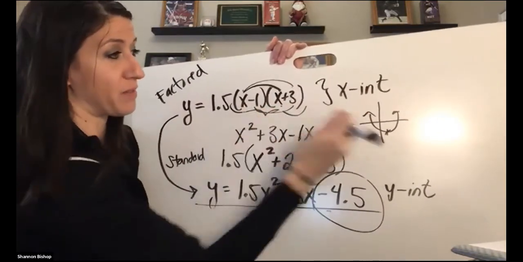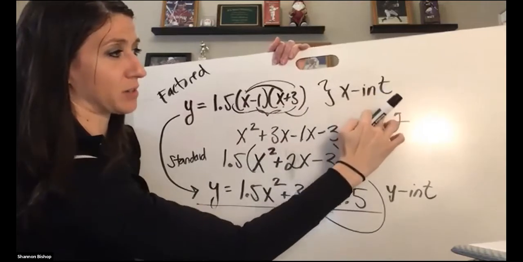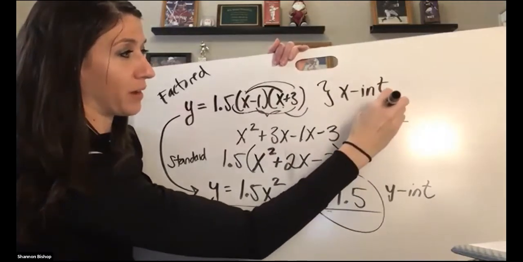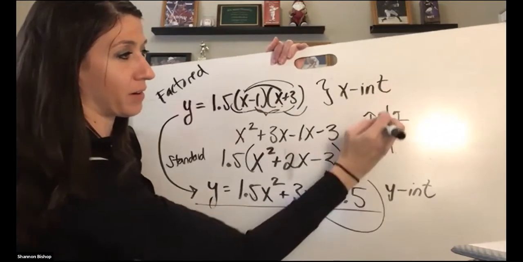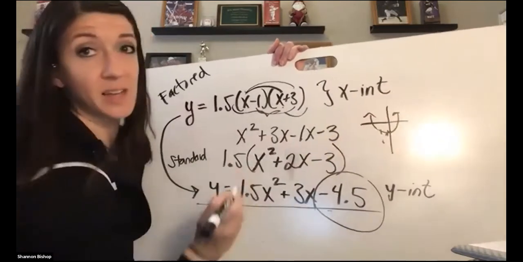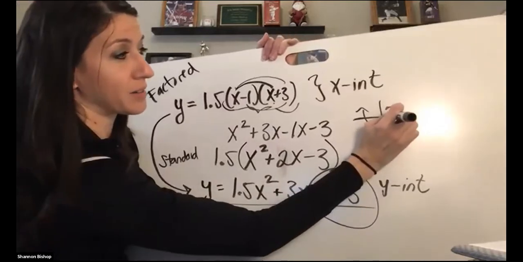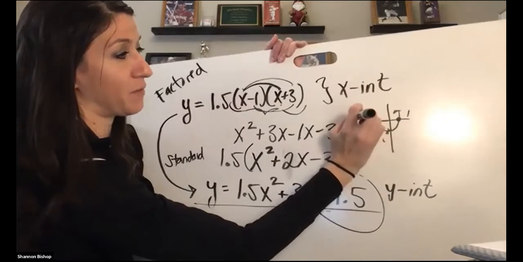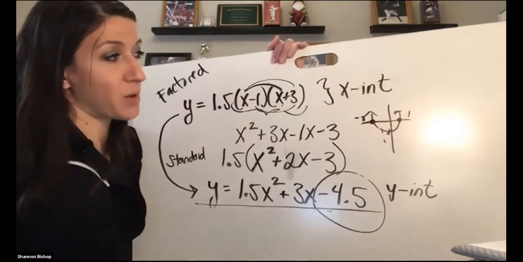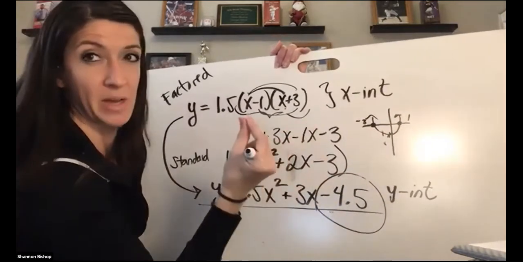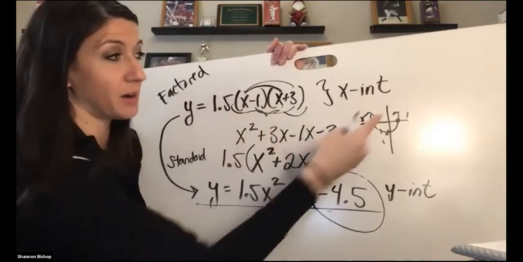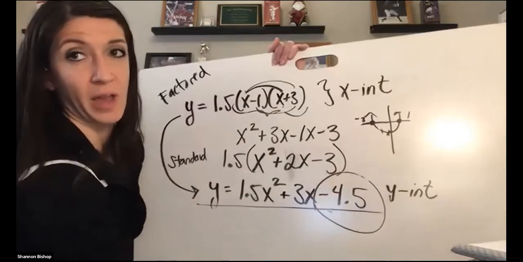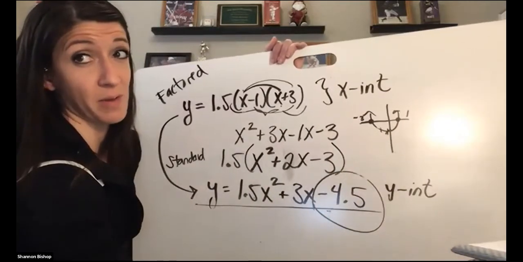So if you think about it, if this x-intercept, oh man, that's not drawn to scale. Hang on, let me fix that. Let's put it more like here. Okay. So if these x-intercepts were at positive 1 and negative 3, then wherever the midpoint is of positive 1 and negative 3, that will be the location of your vertex. It's always in the middle.